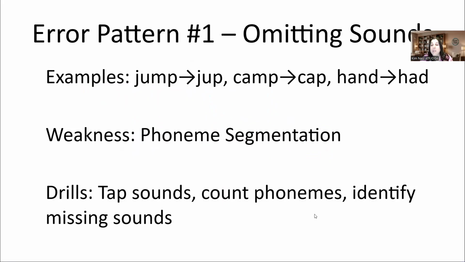And we can have them tap out the sounds and count the phonemes with the chips. You could even ask them to identify the missing sound. So if they said jup instead of jump, after you practice segmenting, let's just do that one more time. J, u, m, p. You might ask them, okay, what's the third sound? Or what's the last sound? P.